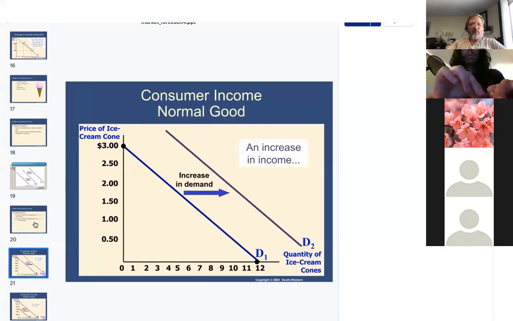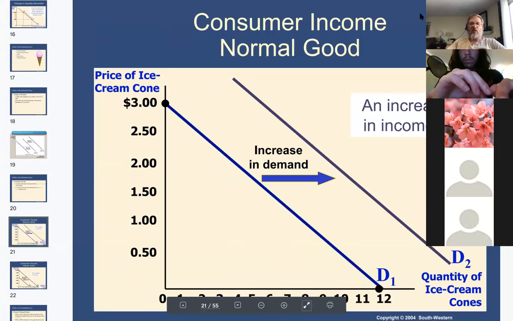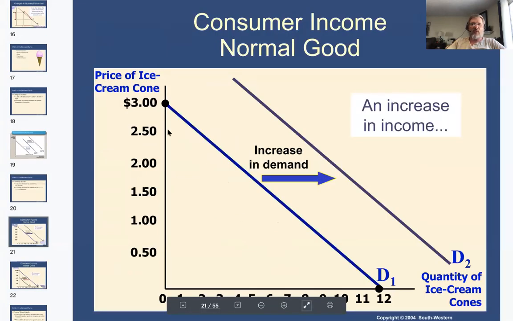continue on. So this is the graph of our example. And here we're assuming that ice cream is a normal good. And I think that's probably true. As people's income goes up, they tend to buy more ice cream. So you have demand one, which is the original demand curve, and you have an increase in income, and then it shifts the demand curve to the right. And notice that means at each and every price, like at $2 a cone, the quantity is going to be bigger than it was before because of the increase in income.